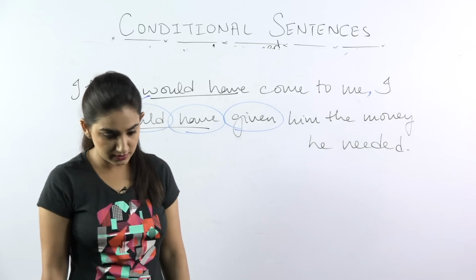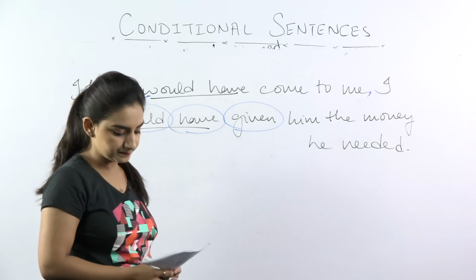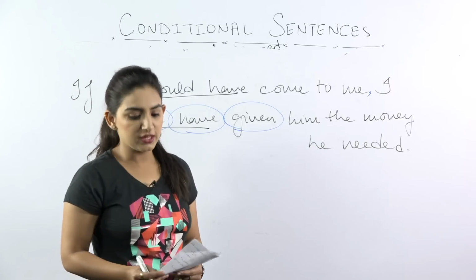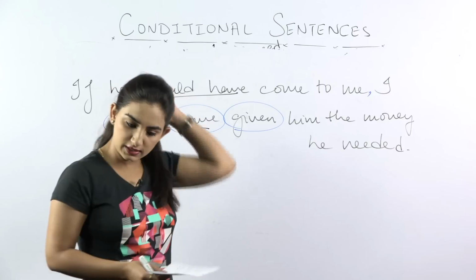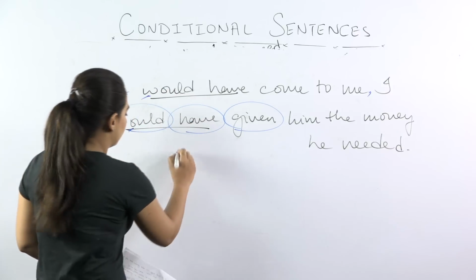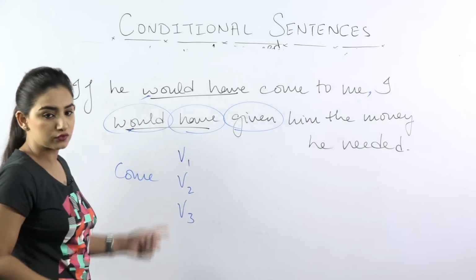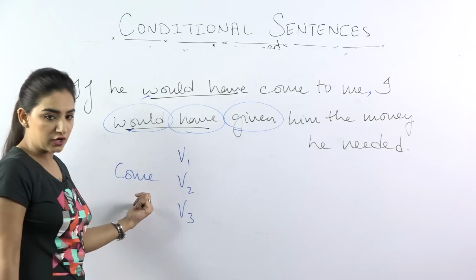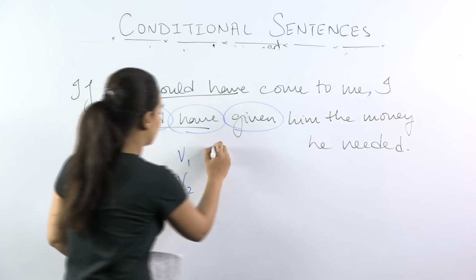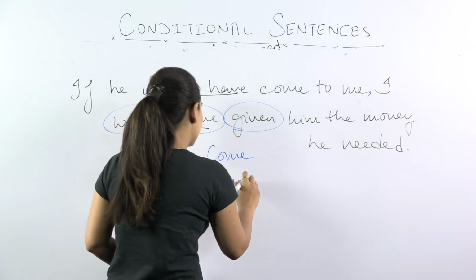If he had come. Came. If he had came. No. Quickly बताओ क्या होना चाहिए? Came. Very good. जितने लोगों ने बोला है came, ये करेक्ट होगा या नहीं होगा ये आपको बताने की जरूरत है. V1, V2, V3. कम का 1, 2, 3 जल्दी से बताओ. कम इज अ वर्ब. कम का V1, V2 और V3 क्या होता है? V1 इज एब्सोल्युटली कम. V1 कम होता है. V2 केम होता है.